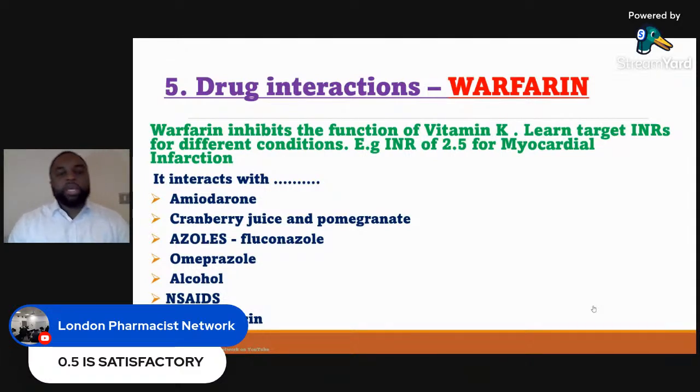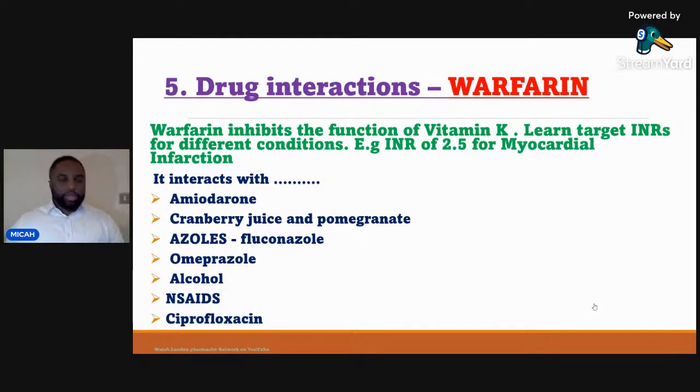For example, if a patient who has myocardial infarction has an INR of 2.1, for example, or 2.7 or 2.8, we can still take that as satisfactory because they're within 0.5 of their target, simply because it's very difficult to get every single patient to hit the exact target.